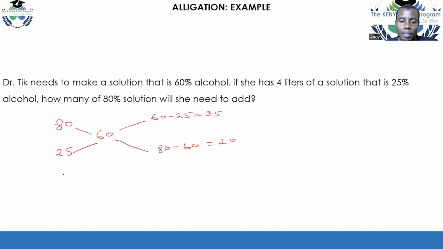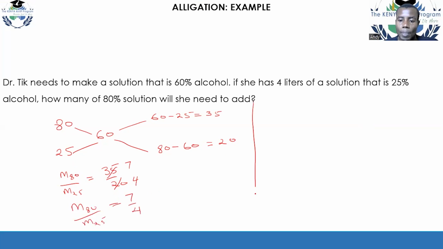So the 80%, let's call it mixture 80 over the 25% should be 35 over 20, reducing, divide by 5, 7, divide by 5, 4. So we have M80 over M25 as 7 over 4. Or we can say M80 to M25 is 7 to 4. Now remember, she has 4 liters of this M25. So this one is basically 4. And we want the liters for 80.